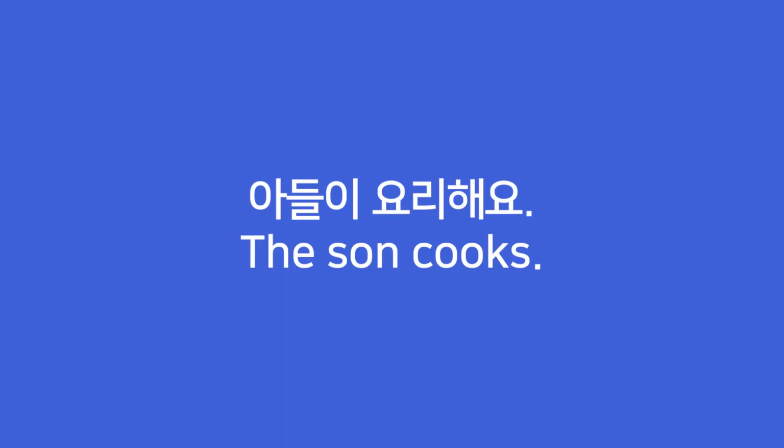So let's look at this sentence. 아들이 요리해요. So the son, or my son, or your son, this sentence doesn't specify whose son it is, but you'll get it by context most of the time. So 아들이 요리해요. The son is cooking. Here's where it gets interesting. Depending on where you put the 왜 in the sentence, it might be asking something a little bit different.